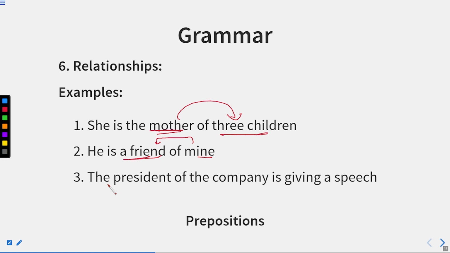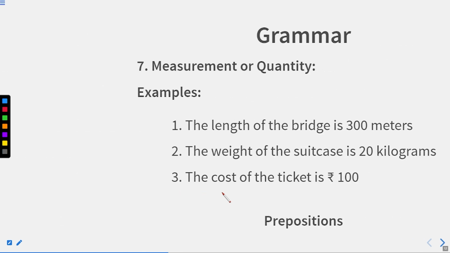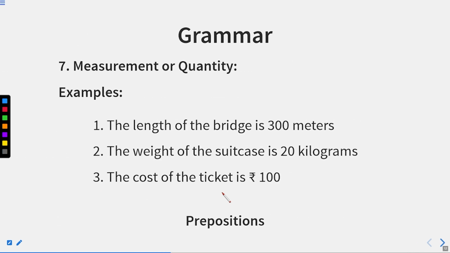The president of the company, it means we are talking about president of what? Of the company. So this is showing the relationship between the president and the company. So this is how we can use preposition of to show the relationships. Now let us move to the next one. For measurement or quantity, the length of the bridge is 300 meters. So here we are talking about length. Whose length? The bridge length. So this is showing the position, or you can say the measurement of. So it is a measurement of the bridge that is 300 meters. So here also we can use preposition of to show this measurement or quantity, or this measurement belongs to this particular thing.